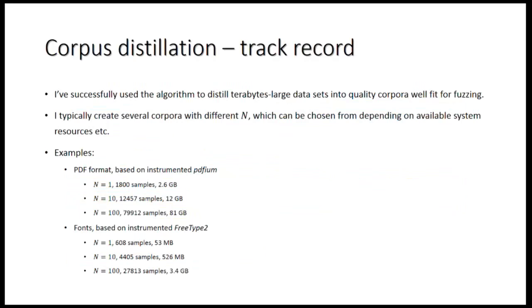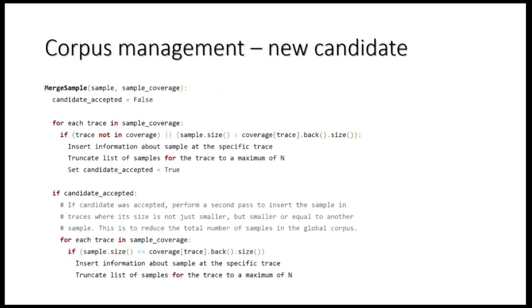When it comes to the actual track record for using this algorithm in my infrastructure, I've successfully used it to distill datasets of terabytes into somewhat reasonable corpora. The examples are the PDF format, based on instrumented PDFium. I generated 3 corpora based on n equals 1, 10, and 100 to get some nice corpora for fuzzing with different degrees of redundancy. And I've done the same for FreeType too.